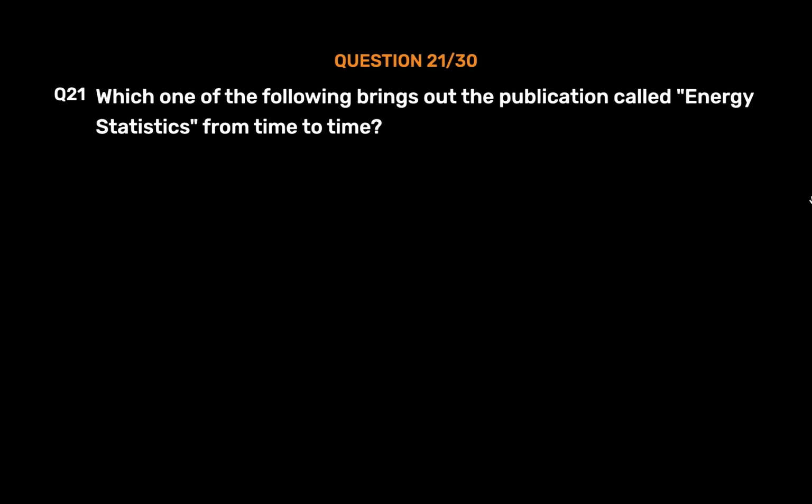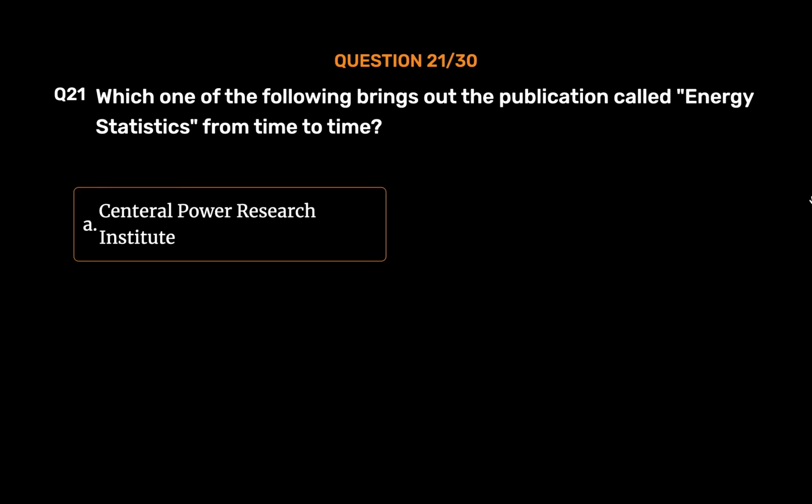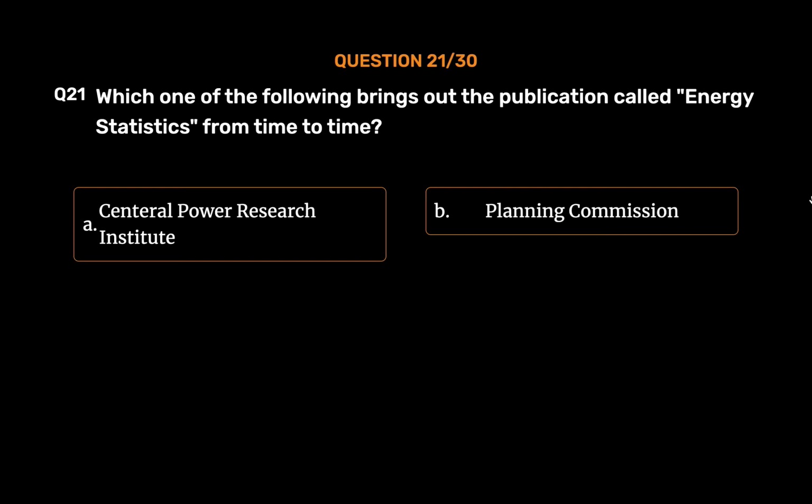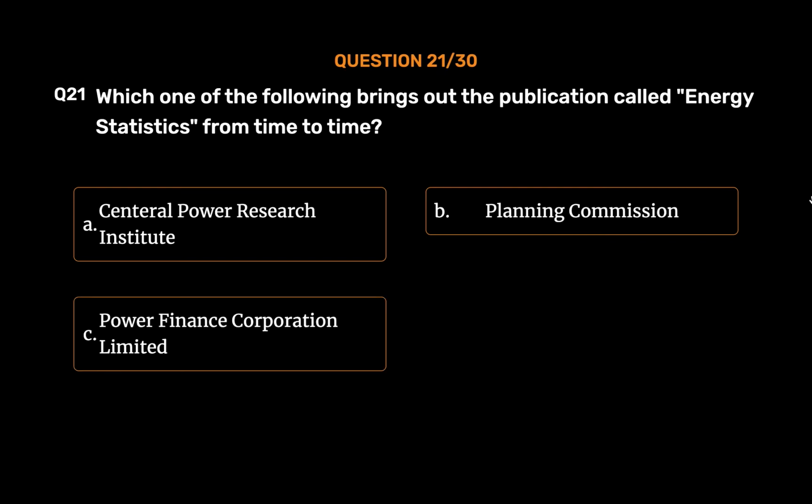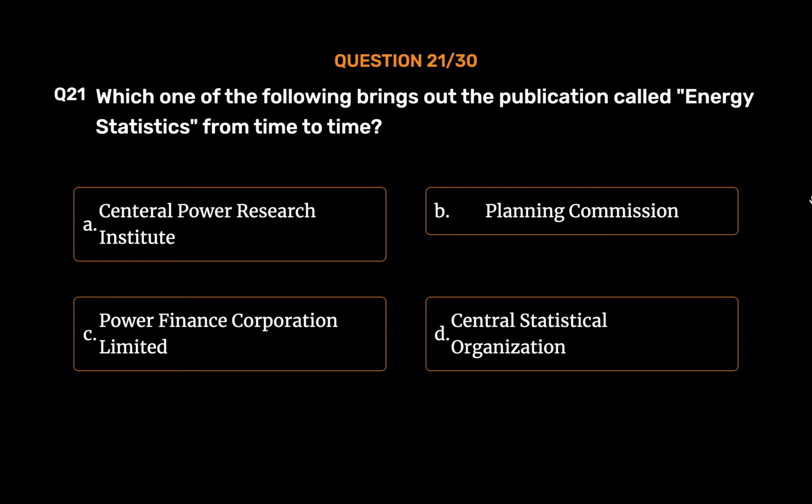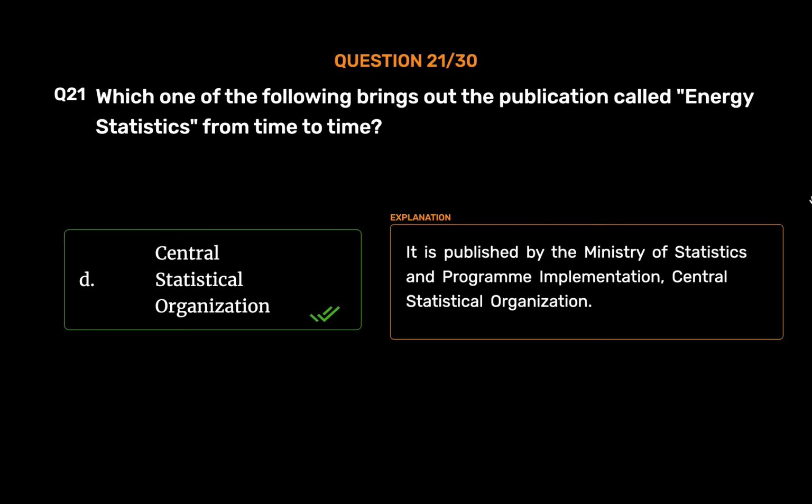Question number 21. Which one of the following brings out the publication called Energy Statistics from time to time? Option A. Central Power Research Institute. Option B. Planning Commission. Option C. Power Finance Corporation Limited. Option D. Central Statistical Organization. The correct answer is option D, Central Statistical Organization. It is published by the Ministry of Statistics and Programme Implementation, Central Statistical Organization.